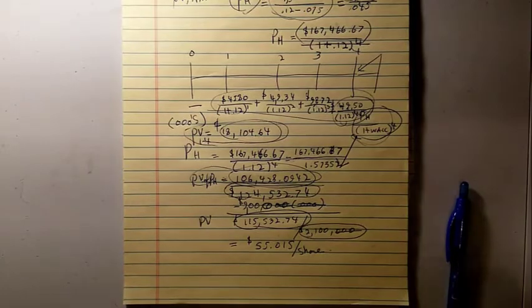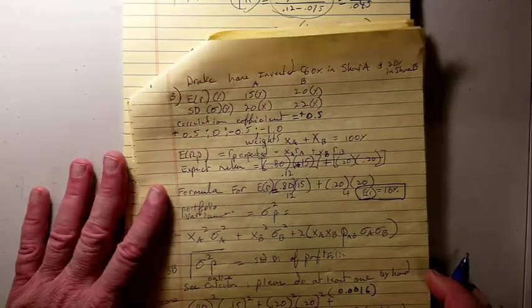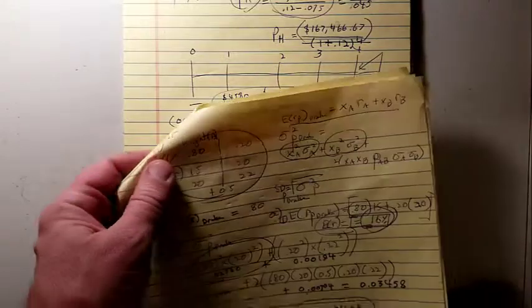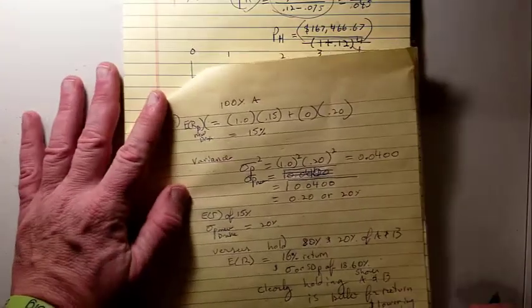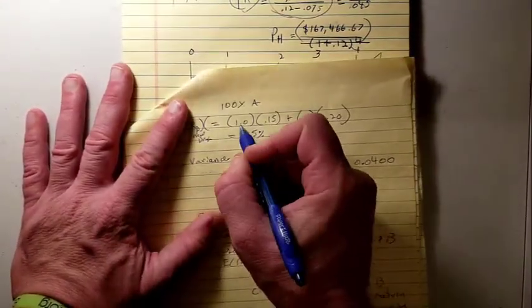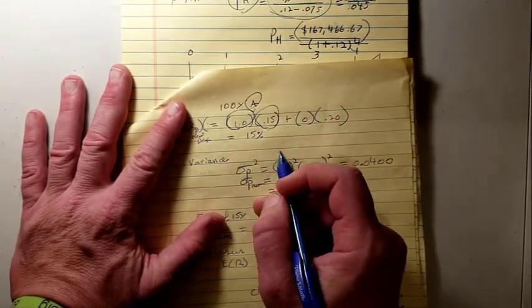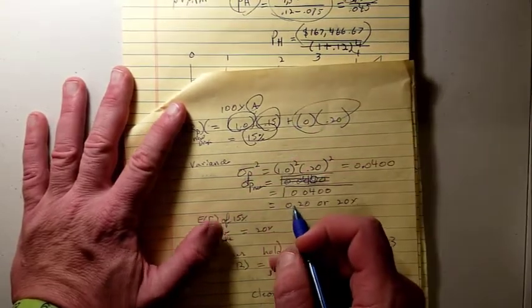Okay, part C says, well, what if you held, instead of 80%, 100% of A? Would you be better off, or would 80-20 be better? All you have to do is first calculate the return. So 100% of share A, which earns 15%, and this zeroes out, so you end up with 15%.